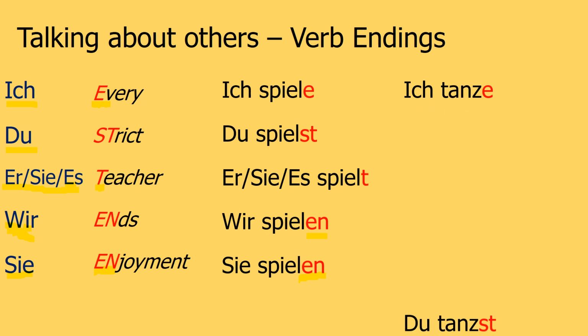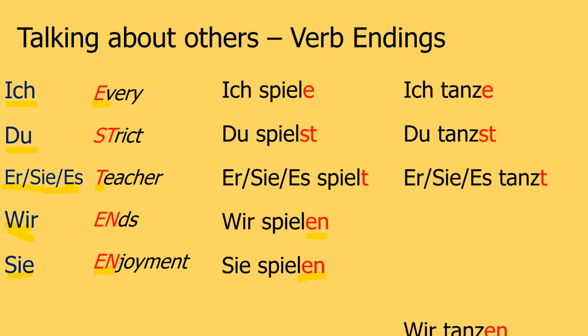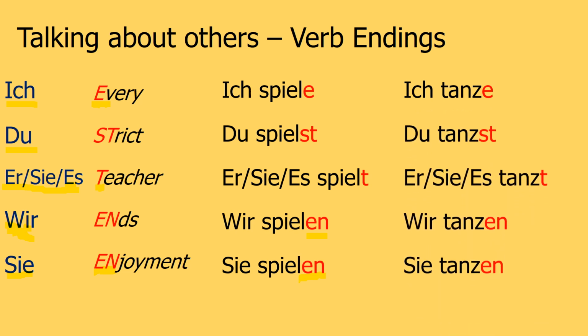And then we've got another example here, which is tanzen, to dance. So ich tanze, du tanzt, sie, es tanzt, wir tanzen, and sie tanzen.